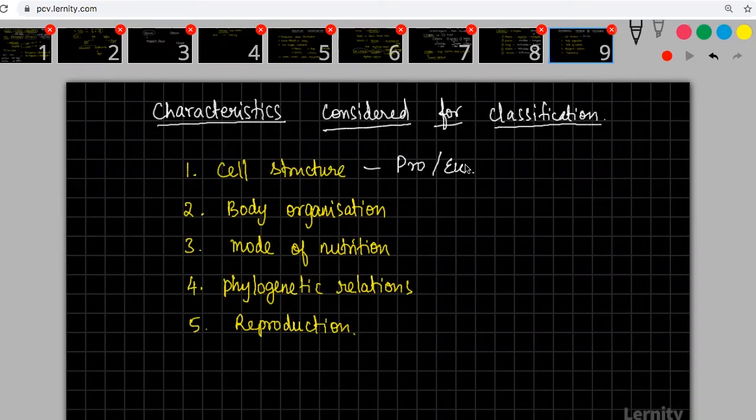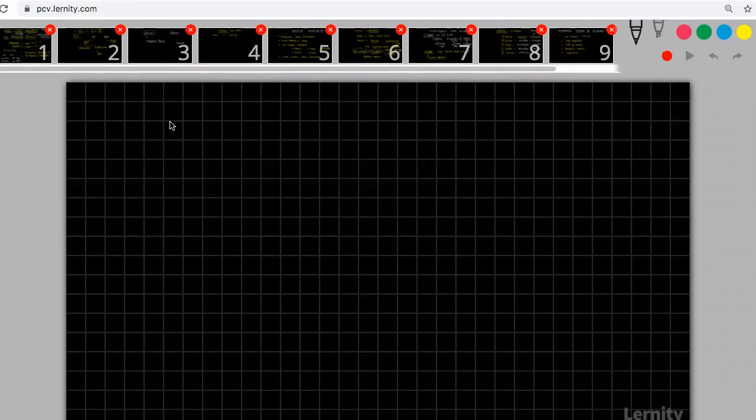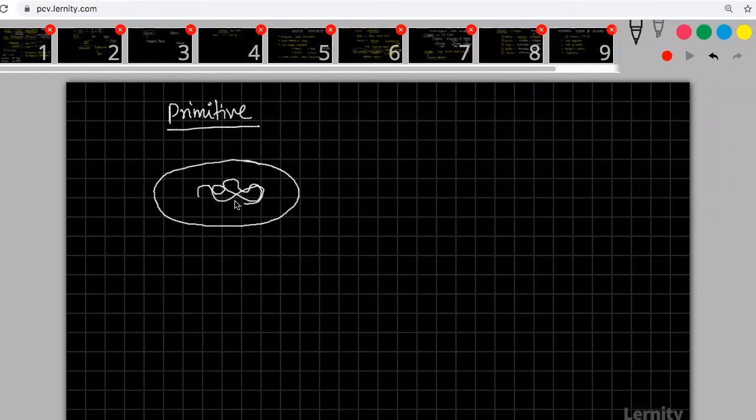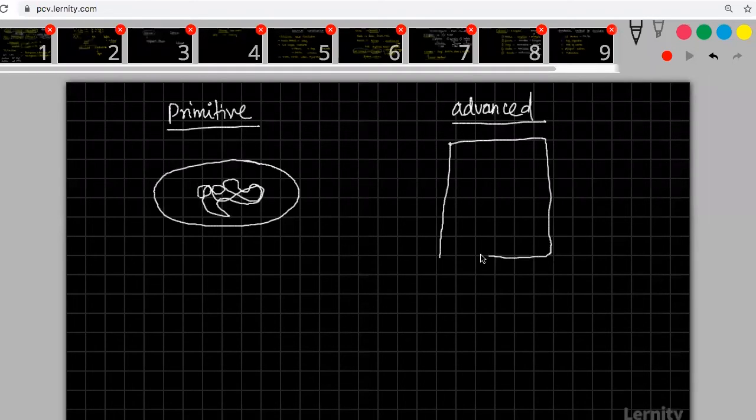But as of now, please understand that prokaryotes are cells which are primitive in nature. So these cells will not have a well-defined nucleus. So the DNA content will be kind of randomly distributed in the cell. On the contrary, your advanced cell, which is a eukaryotic cell, will have a proper cell, and then it will have something called a nucleus.